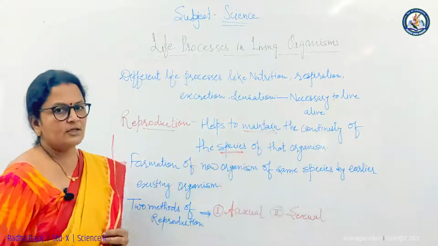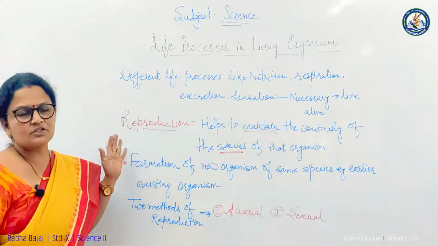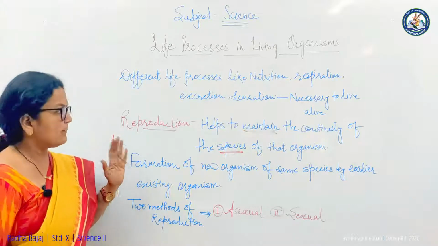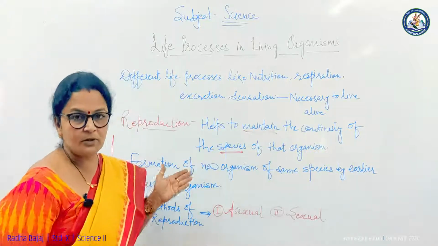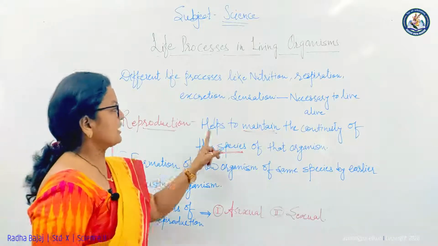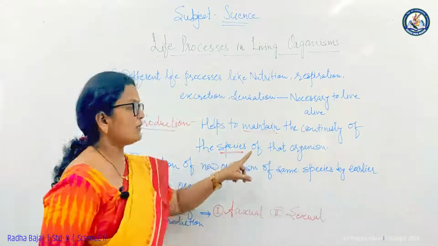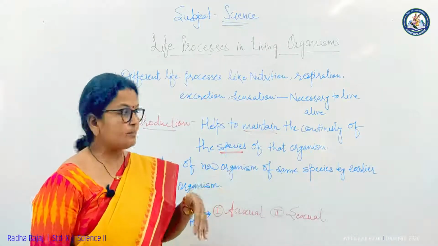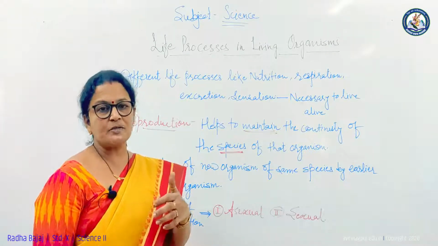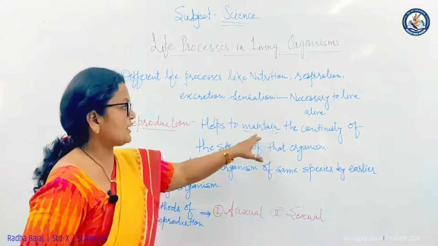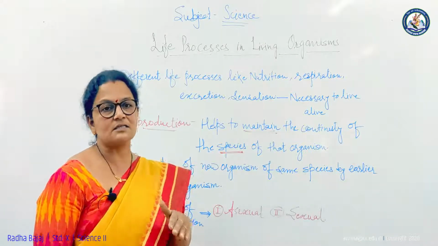But there is one important process, that is reproduction, which is not necessary to stay alive, but it helps to maintain continuity. Then what is the importance of reproduction? It helps to maintain the continuity of species of that organism. मतलब कंटिन्यूटी यानी नंबर इंक्रीज करना. रिप्रोडक्शन से क्या होगा, वो स्पीसीज का नंबर इंक्रीज होगा. टू मेंटेन कंटिन्यूटी मतलब अपना नंबर इंक्रीज करके रखना या अपना एग्जिस्टेंस रखना.